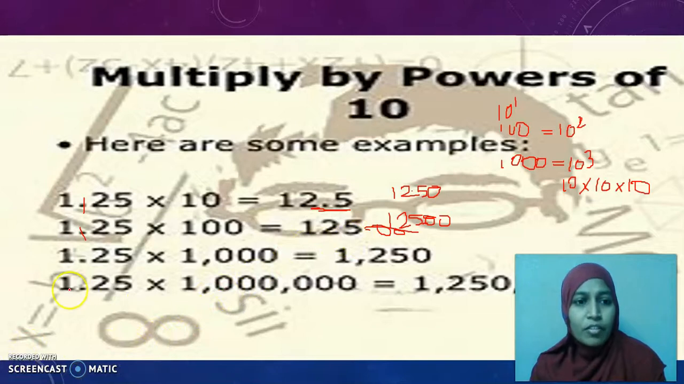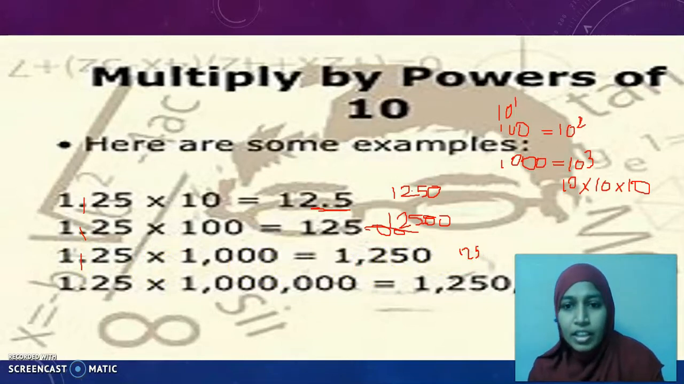Okay, children. Now we have 1.25 into 1000. So how will I multiply? I will forget the decimal point and I will multiply by 1000. So I will get 125 and 3 zeros. How many zeros will I have? 3 zeros. Now where to place the decimal point? I have to place the decimal point after 2 decimal places. So 1, 2. I placed it.